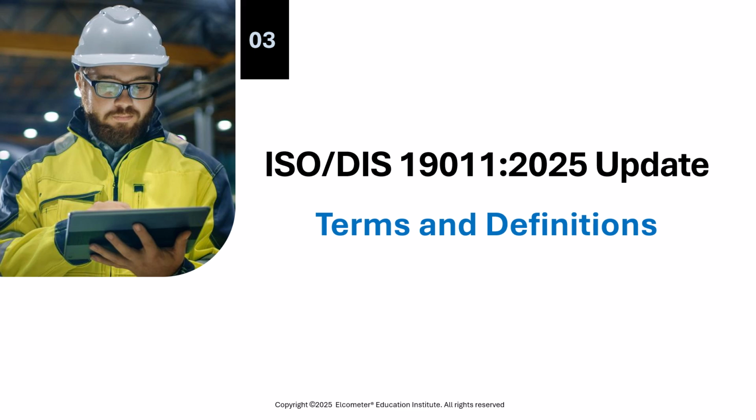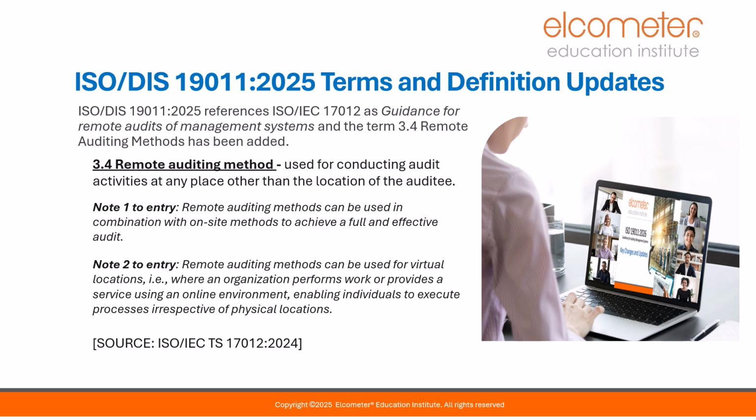Section 3 of this webinar is going to cover the updates to terms and definitions in the draft 19011-2025. The most significant changes to terms and definitions in 19011-2025 include 3.4 remote auditing methods, 3.8 audit criteria, and 3.17 technical expert. Remote auditing under 3.4 is defined as used for conducting audit activities at any place other than the location of the auditee. 2 notes have been added.